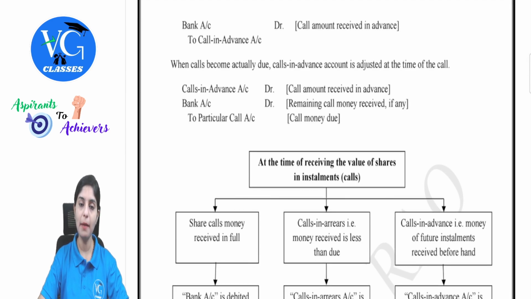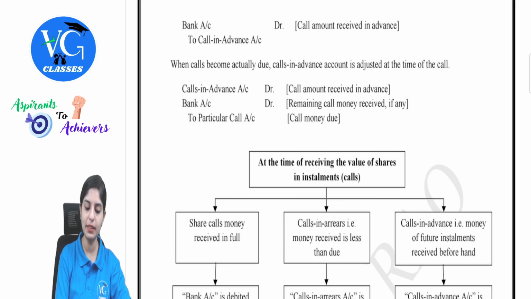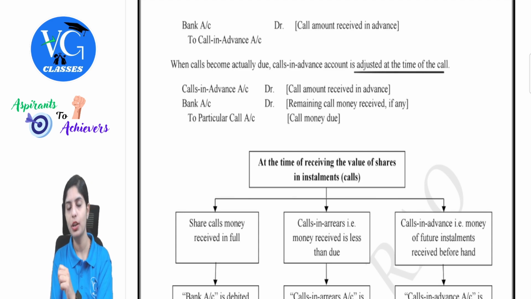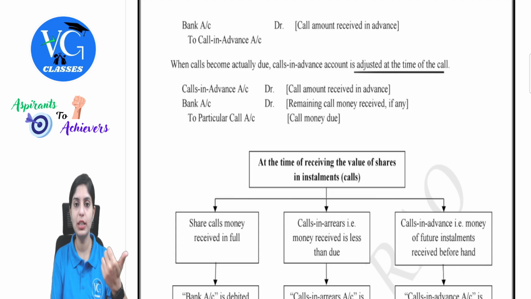So when calls become actually due, first you will make it due. At that point of time, calls in advance is adjusted at the time of the call. When you make it due, there will not be any impact with respect to calls in advance. So understand there is a call with respect to the final amount made. So what is the due entry? Equity share final call account debit to equity share capital. So next would be to collect the amount. First of all, I've already received some advance. So what will be the entry?